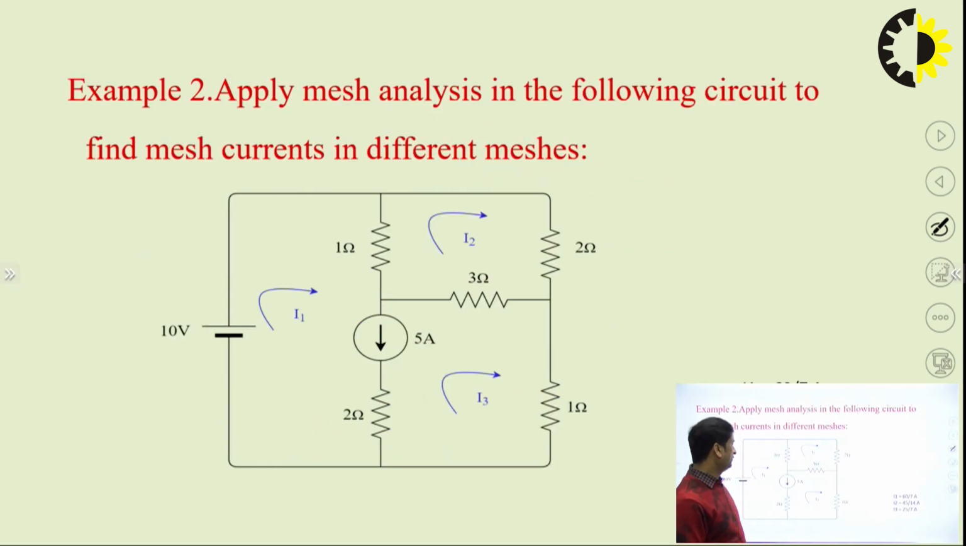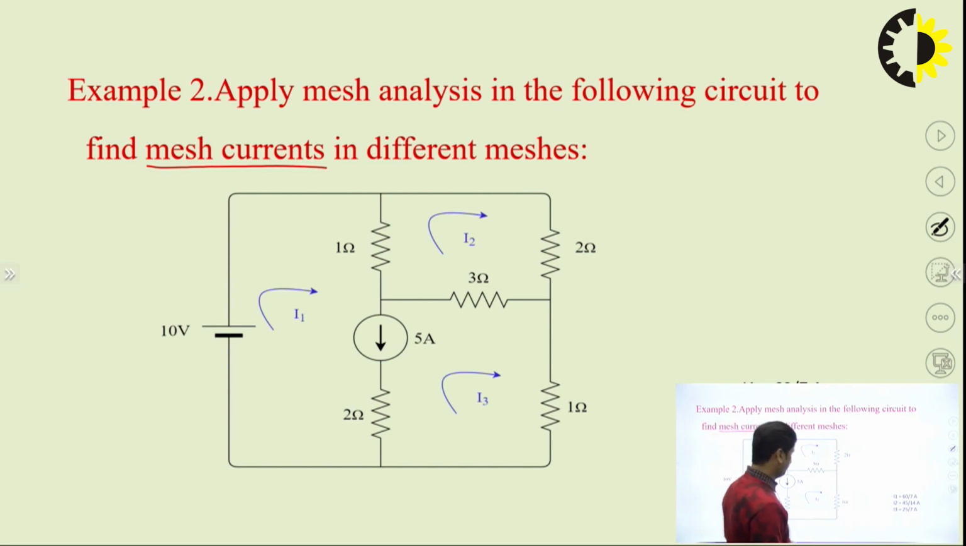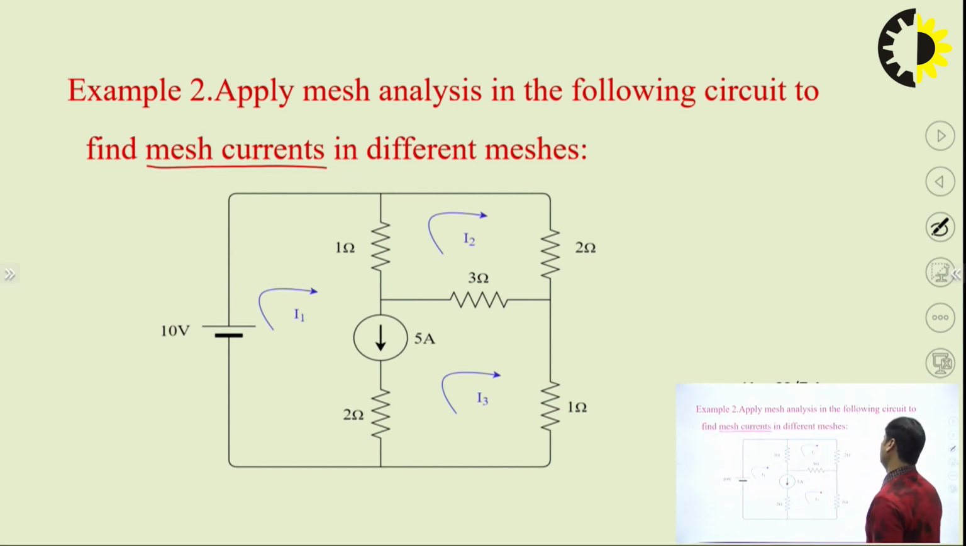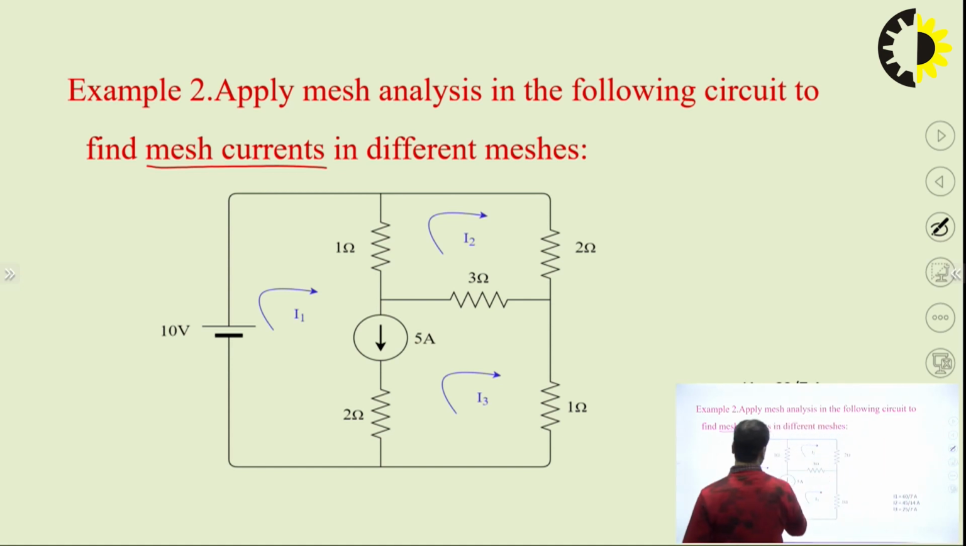So, this is another example of mesh current analysis, to find the current in the different branches using mesh current analysis. So, how will you solve it? First of all, in this circuit, suppose these are I1, I2 and I3, 3 currents. We can see that we have 3 loops, or 3 meshes. Okay. So, we have to find the current in every loop.